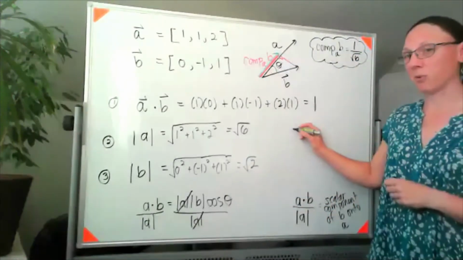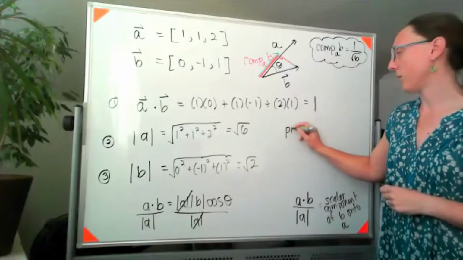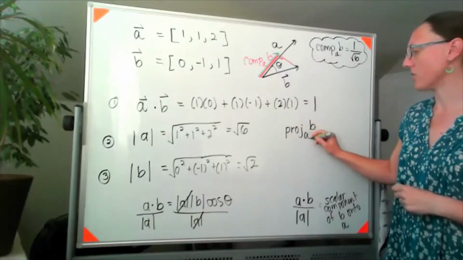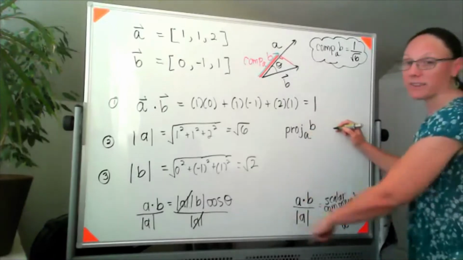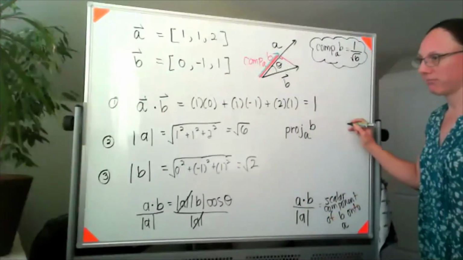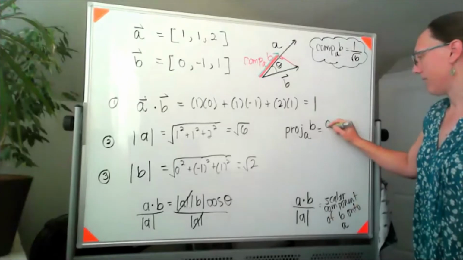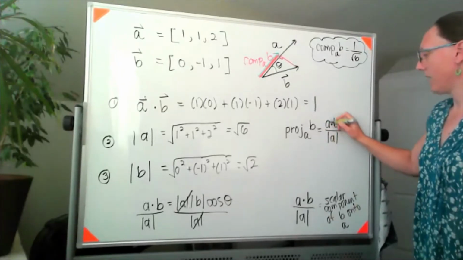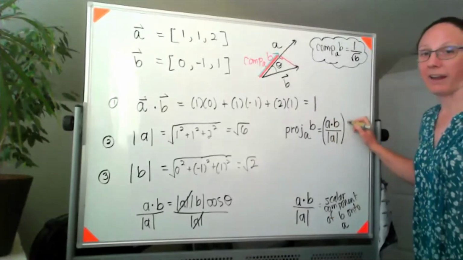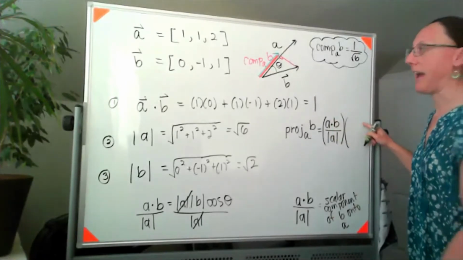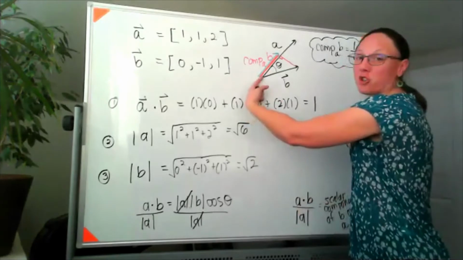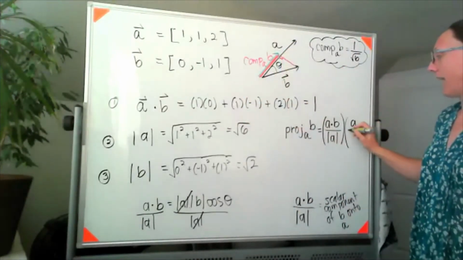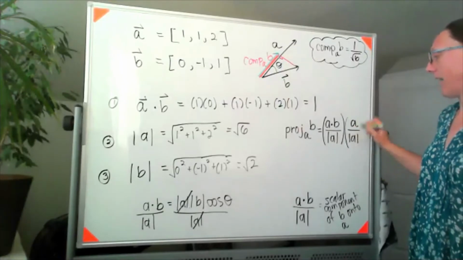So to get the vector projection, which we write as PROJ, the projection of B onto A, we start with that scalar component, A dotted with B over the length of A, and we multiply it by the unit vector of A, because that's going to give us the direction that we're trying to move in. And to find that unit vector, we'd have A divided by the length of A.